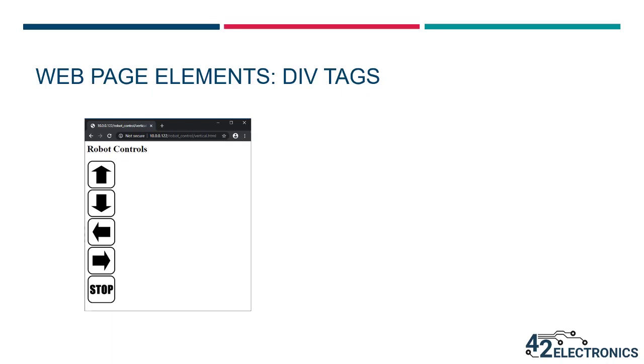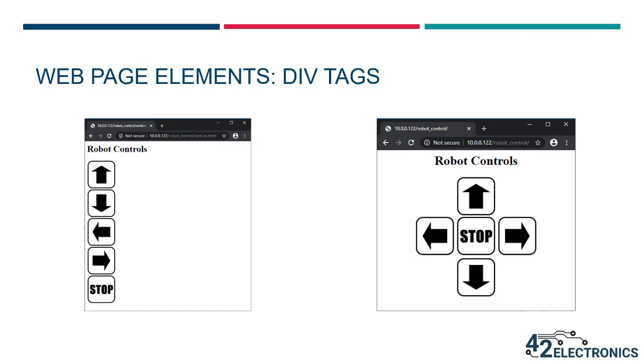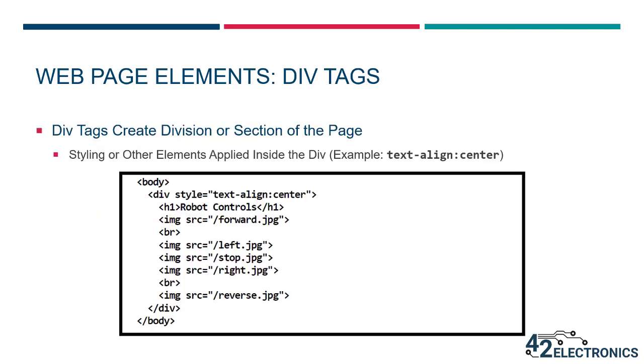This layout will technically work, but it could be made a lot more user-friendly by arranging the buttons more logically based on their direction. So let's look at how we use div tags to create this more visually pleasing and user-friendly layout like you see on the right. The better layout can be made by enclosing the heading and buttons in div tags. Div tags will create a division or section on the page that can apply styling to any element inside the div. This div styling can be used for many things, but the example that we just saw applies a style called text-align:center to center everything inside the div.